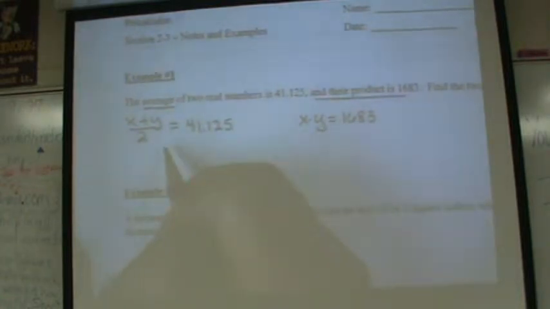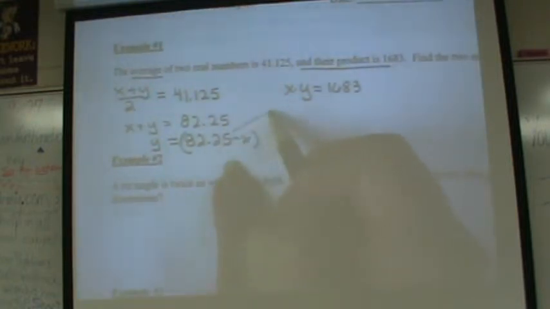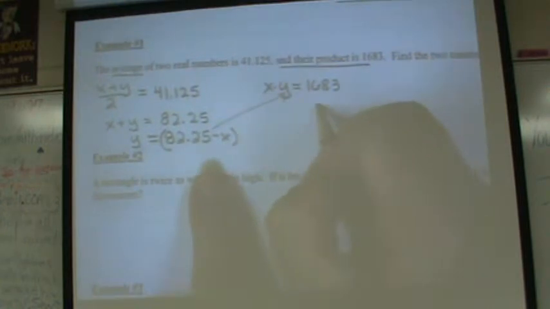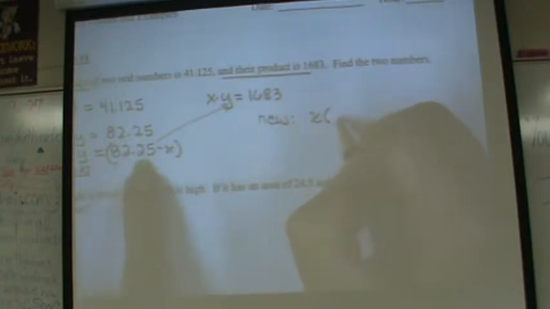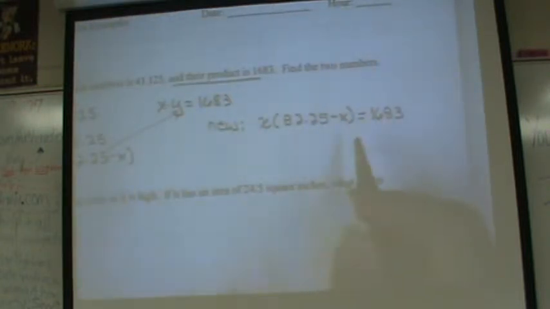In this case your best choice would be to take this equation. I would cross multiply these two, so x plus y equals 82.25, and then subtract x. And then you're going to plug this into this equation right here. So your new equation is x times, and then here you're going to substitute, and now here's your new equation.